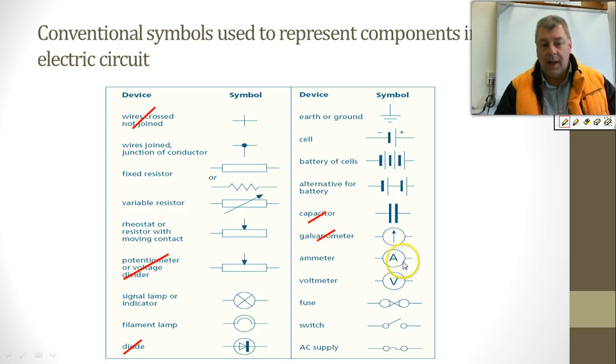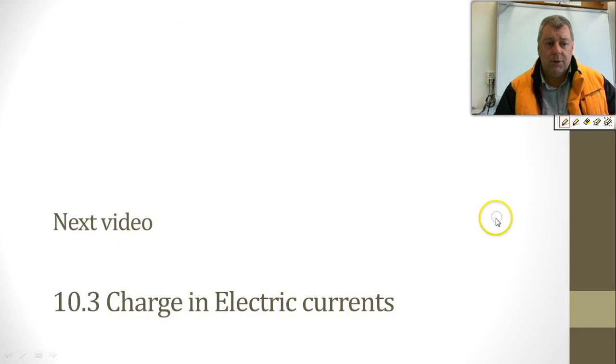Most importantly, an ammeter is a circle with an A in it. A voltmeter is a circle with a V in it. Now we don't know what they are yet, but I'll explain them shortly. A fuse can look like that, a switch, and an AC current supply. So you'll see most of these symbols, pretty standard ones, and you get used to them pretty quickly.